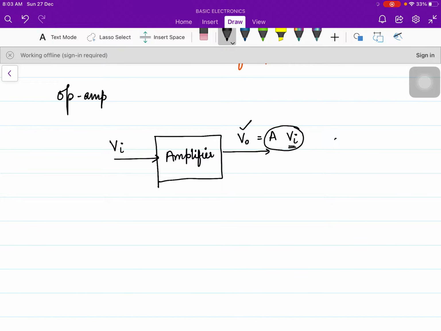So always remember, whenever a signal is fed to an amplifier, as the name itself implies, amplify, that means to increase the strength of the input signal. So in that particular case, the input signal will be multiplied by some gain. So this is called gain.